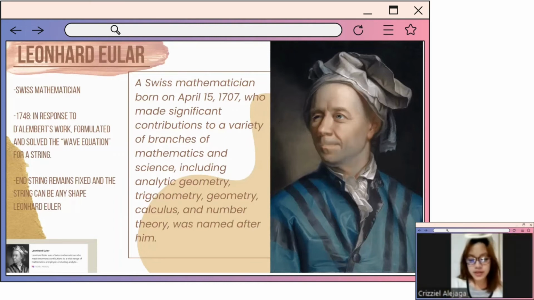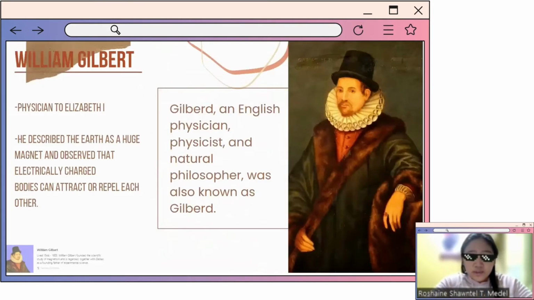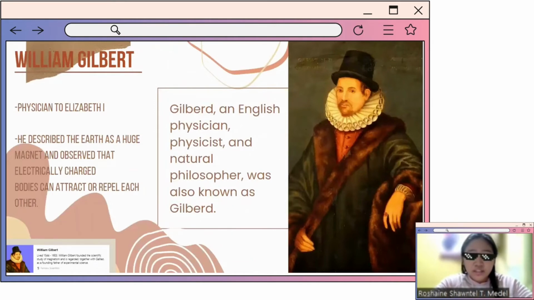As the 18th century learned to solve the wave equation, it became the most important mathematical formula ever devised. The equation began to show up everywhere. It showed up in fluid dynamics, where it described the formation and motion of water waves, in theories of sound, where it describes the transmission of sound waves, vibration of the air, and in theories of electricity and magnetism, which changed human culture forever. Next is William Gilbert. He described the Earth as a huge magnet and observed that electrically charged bodies can either attract or repel each other.